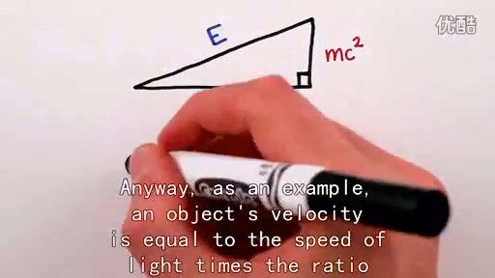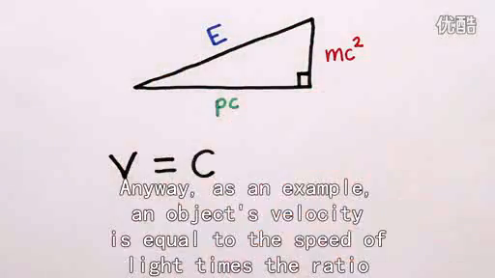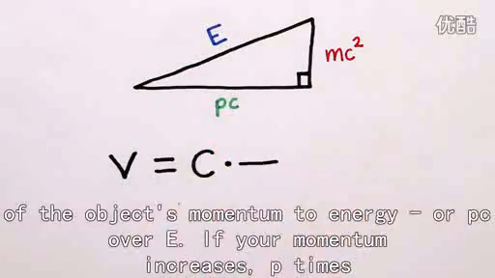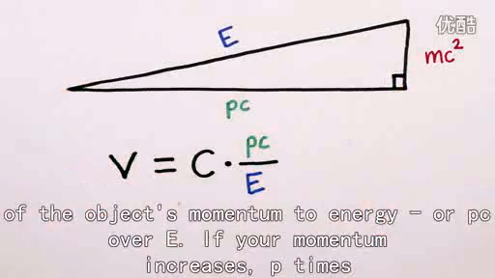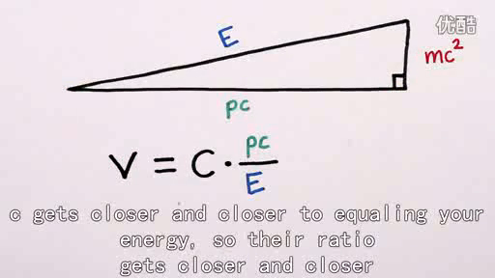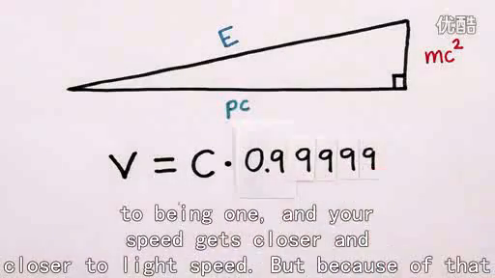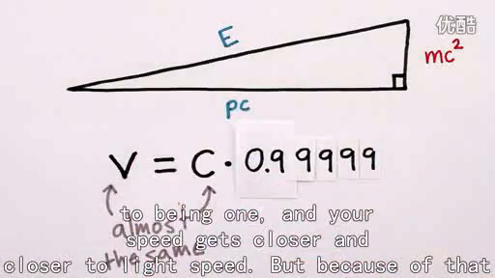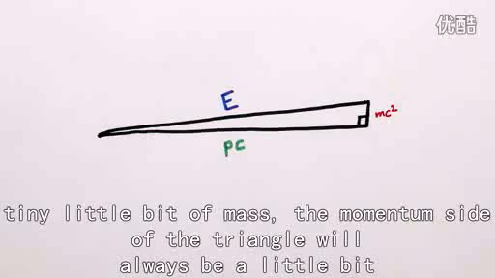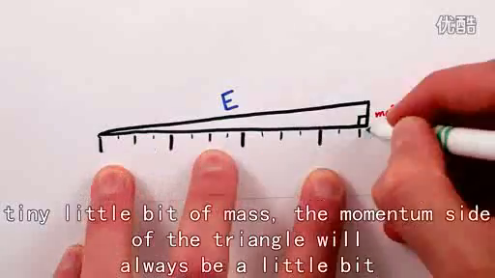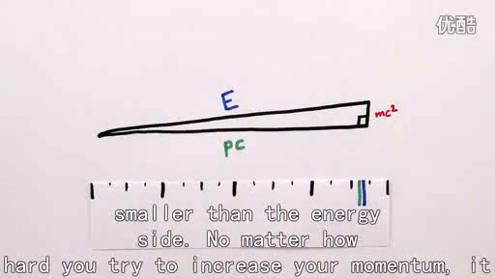Anyway, as an example, an object's velocity is equal to the speed of light times the ratio of the object's momentum to energy, or pc over E. If your momentum increases, p times c gets closer and closer to equaling your energy, so their ratio gets closer and closer to being 1, and your speed gets closer and closer to light speed. But because of that tiny little bit of mass, the momentum side of the triangle will always be a little bit smaller than the energy side.